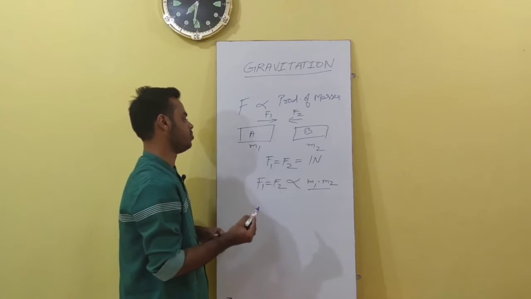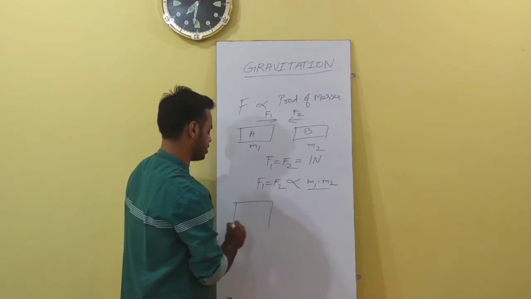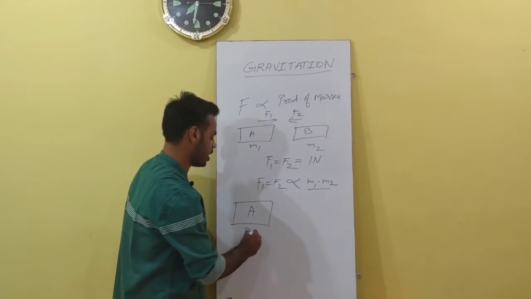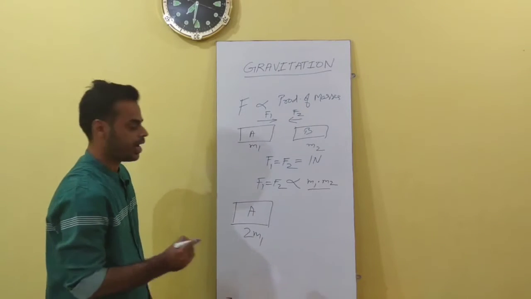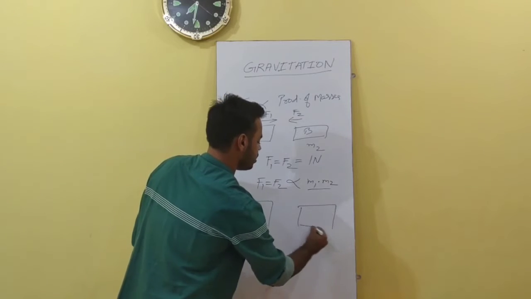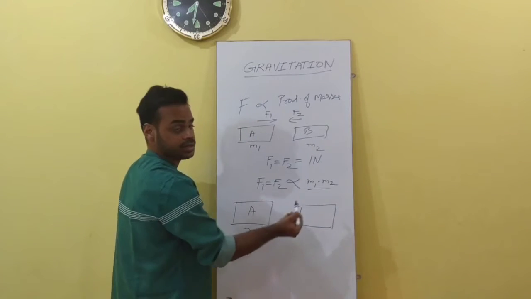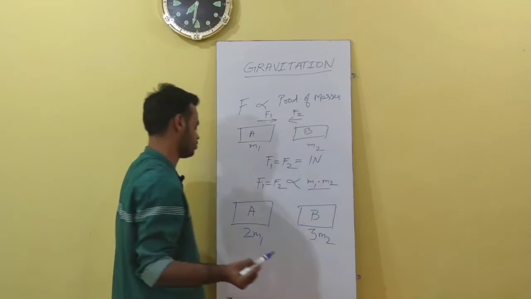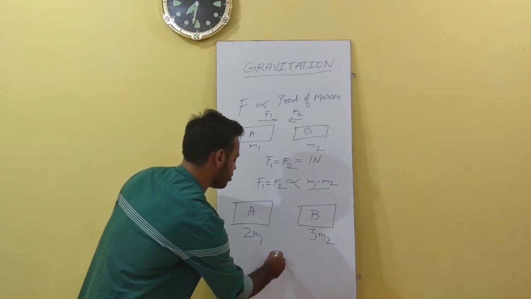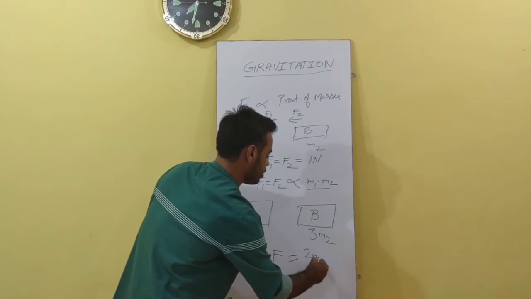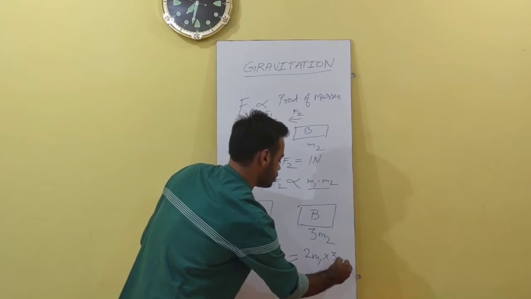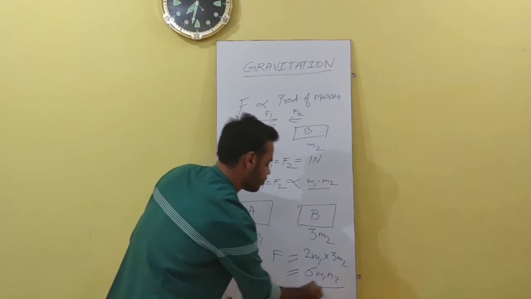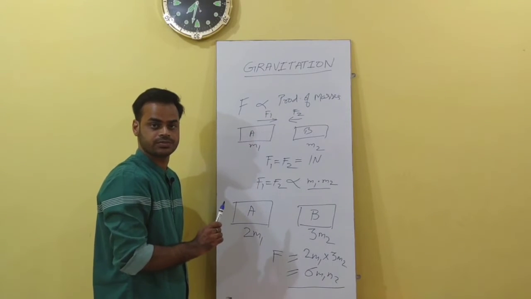Okay. Now what we will do is increase the masses. Consider now the same block A has doubled its mass. So now the mass of block A is 2m1 and the mass of block B is tripled, that is 3m2. So what will be the resultant force that will be acting? 2m1 into 3m2, that is equal to 6m1m2. So is it clear to you all?